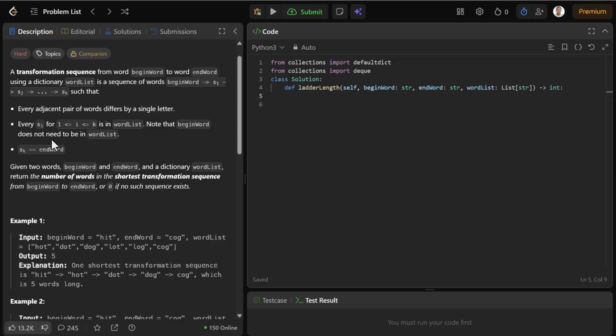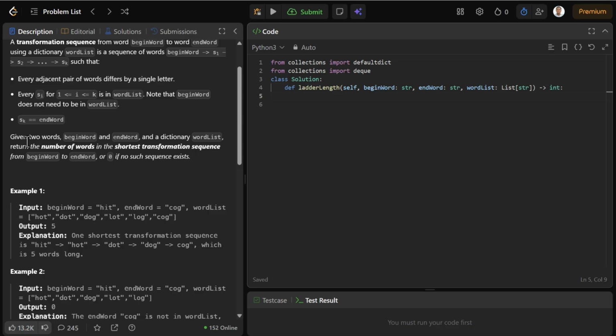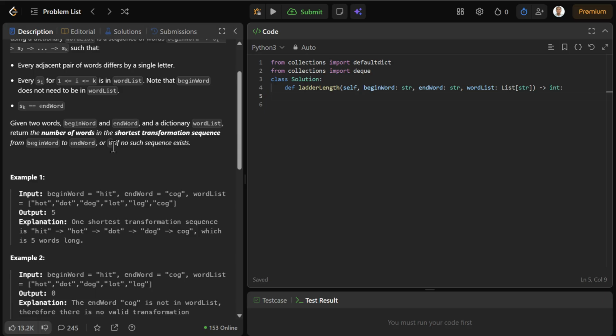And then the begin word does not need to be in the word list. Okay, so that's very important. And then also the last word in the sequence must be the end word. We are going to be given two words, the begin word and the end word, and we are also going to be given a dictionary of word lists. So our goal is to return the number of words in the shortest transformation sequence.